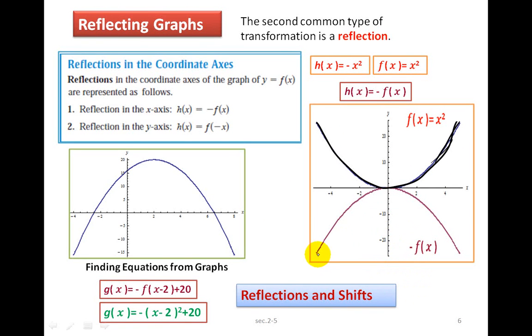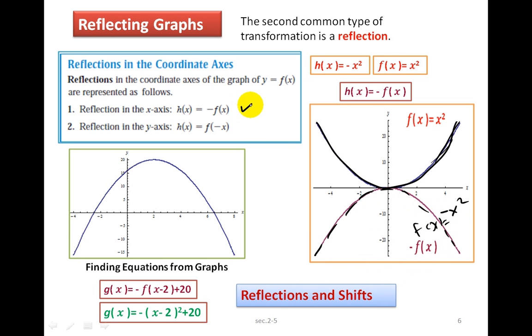That means this graph, the one that looks like a sad face, it is minus x squared. f of x equals negative x squared. So this negative will reflect the graph.